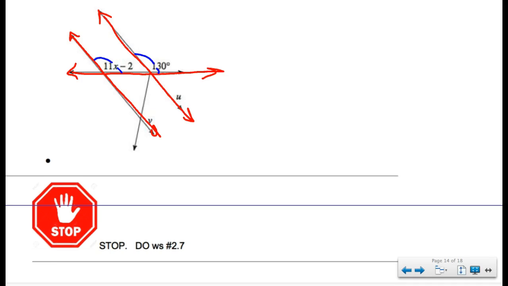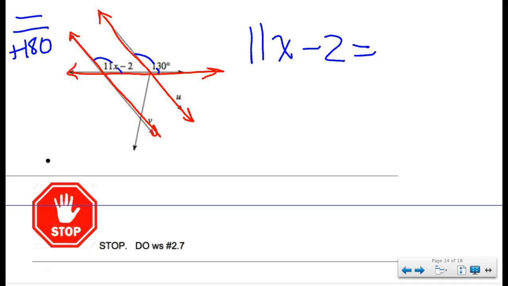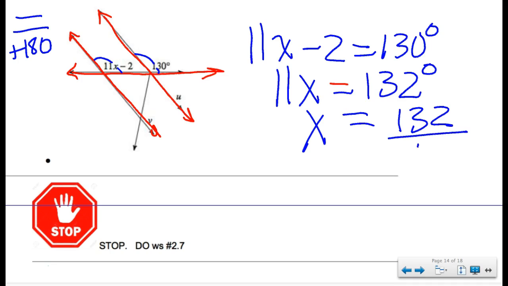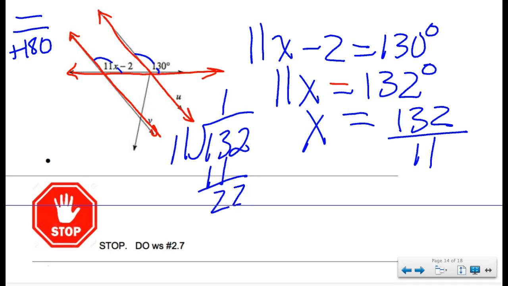But if you forget, remember, the angle pairs can only either be equal or they add up to 180. Go by looks. Those are both obtuse. They are both equal. So I'd say 11x minus 2 has to equal 130 degrees. So 11x has to equal 132 degrees. So x has to equal 132 divided by 11. Let's see what that is. 12. So x equals 12.